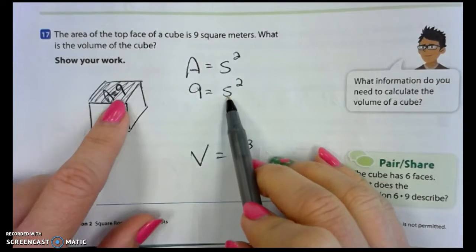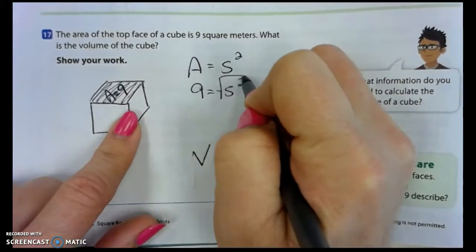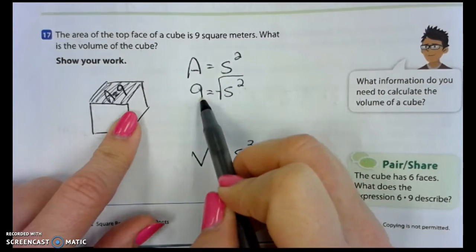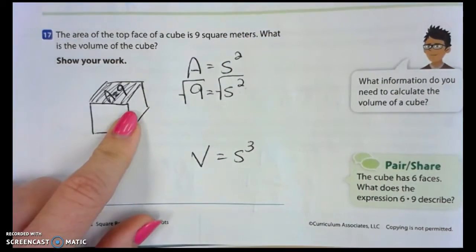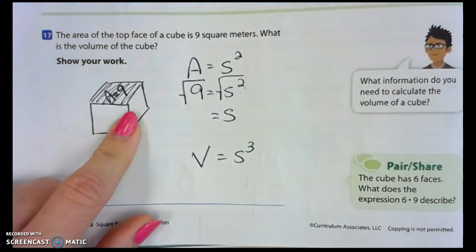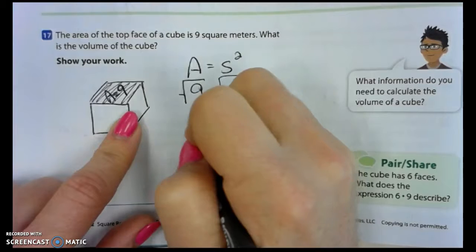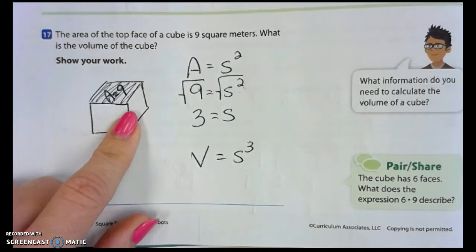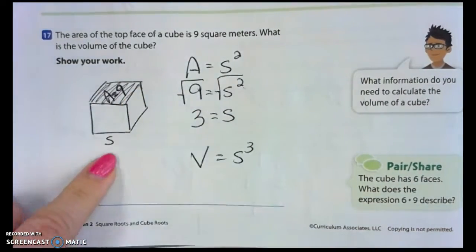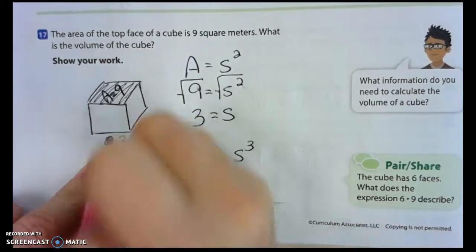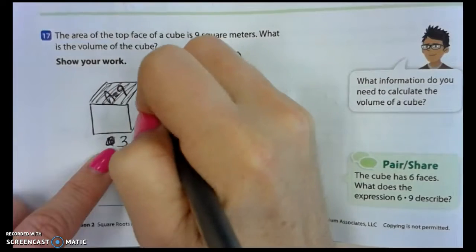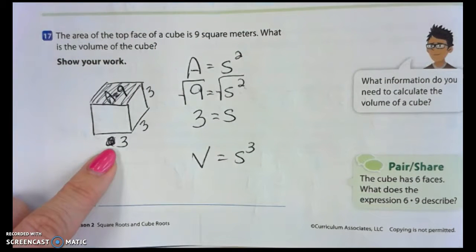Now we just need to solve for the side. Take the square root, because a square root cancels a square. Anything we do to the right, we have to do to the left, so we'll take the square root of 9 as well. Now the square root cancels the square, leaving us with just s. And the square root of 9 is 3, because 3 times 3 makes 9. So now we know that the side length is 3. That means that this side is 3, this side is 3, and that third dimension is also 3.